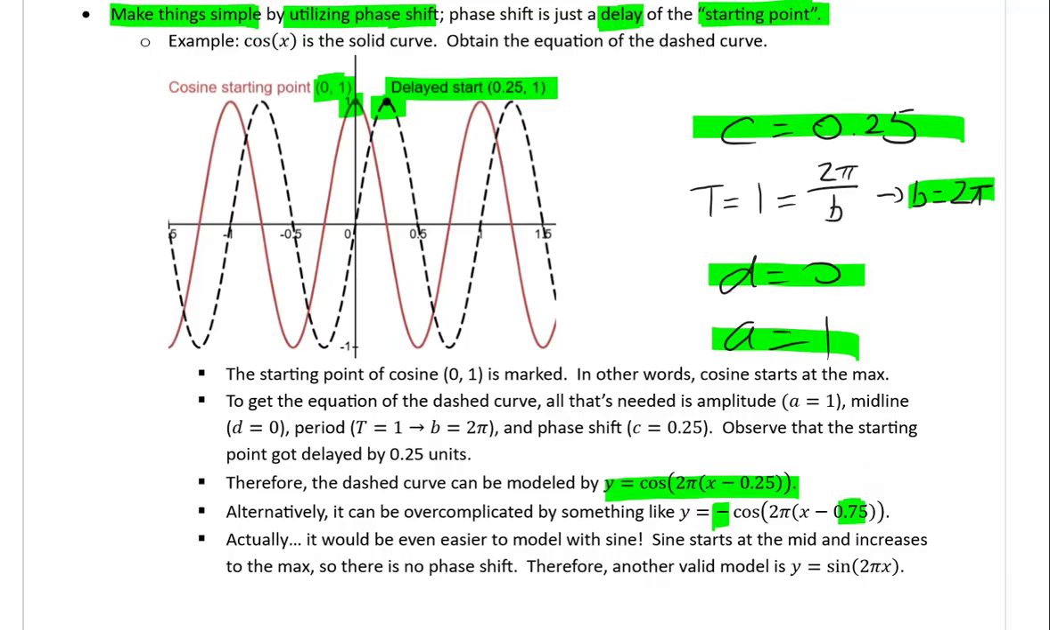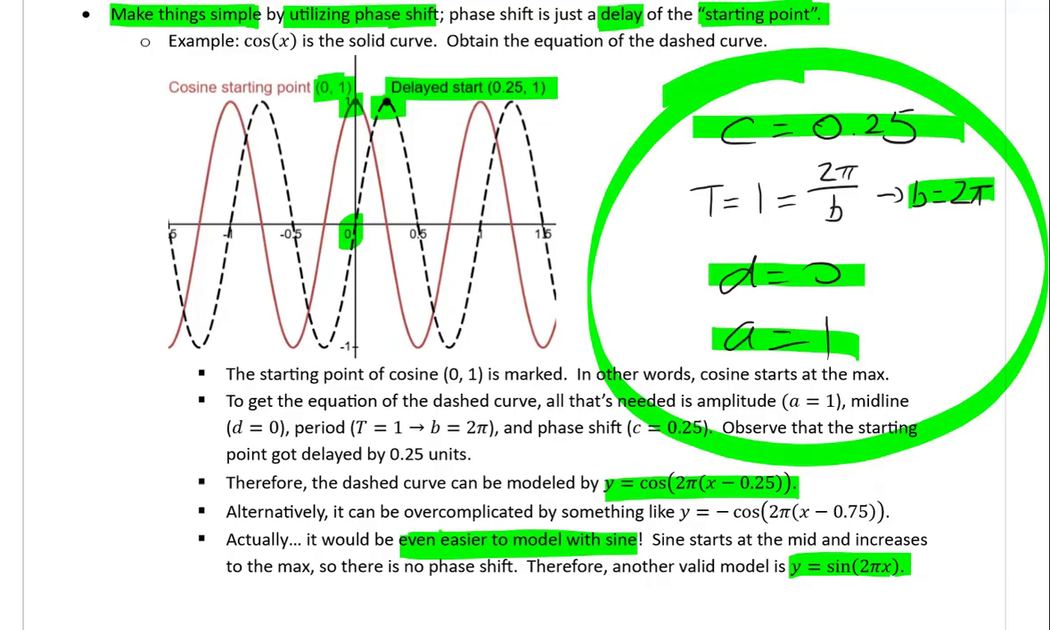And actually, if you noticed, this dashed curve is even easier to model with a sine. Why? Well, sine, the starting point is at the mid and then goes up to the max. So it matches exactly that characteristic here. So we kind of just did y equals sine of 2 pi x. Okay? So that would have been even easier. But if the problem required you to use cosine, you do all these things over here. But if you have a choice, just use sine.